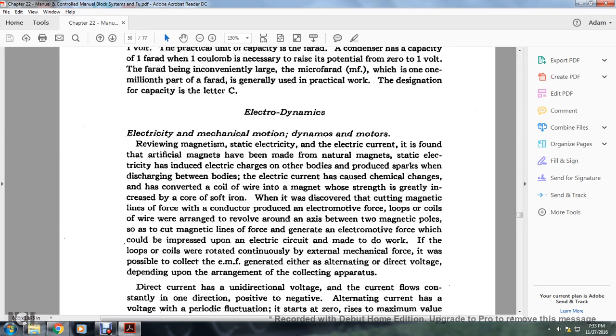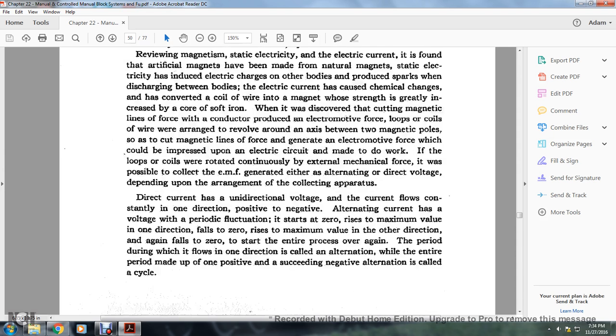It was discovered that when cutting magnetic lines of force, the conductor produces electromagnetic force. Loops of coils of wire arranged to revolve around an axis between the two magnetic poles cut the magnetic lines of force, and electromagnetic force is generated. If the loops of the coil were rotated by continuous external mechanical force, it was possible to collect the electromagnetic force generated, either alternating or direct voltage, depending upon the arrangement of the collecting apparatus.